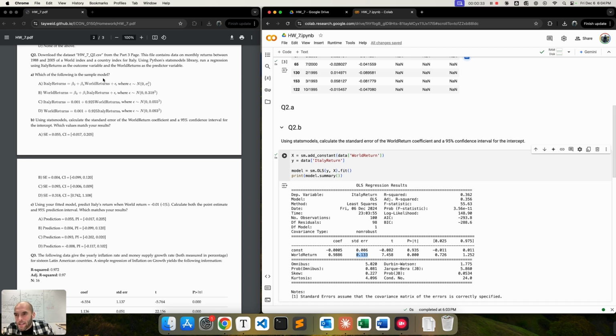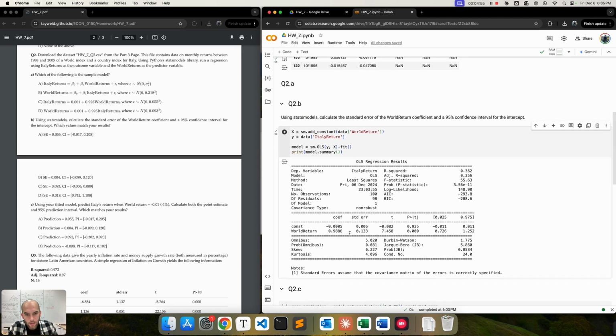And then the second part is to find the 95% confidence interval for the intercept. So for the intercept, we have our constant term. We have the coefficient, so it's hitting the y-axis at a negative value. But then Python actually just spits out for us exactly the confidence interval we're looking for. So the 95% confidence interval is this thing. All right, so we have our 95% confidence interval and the standard error for the world return. So then we can answer this question.